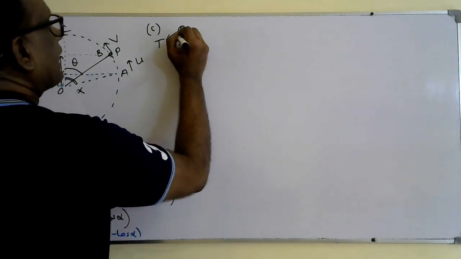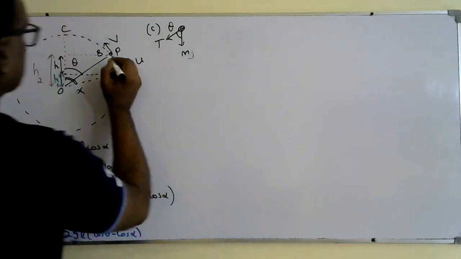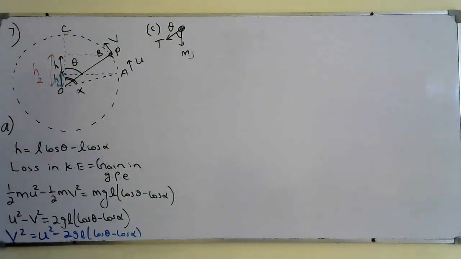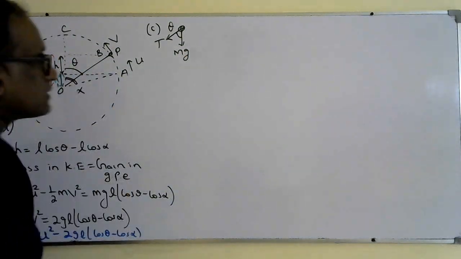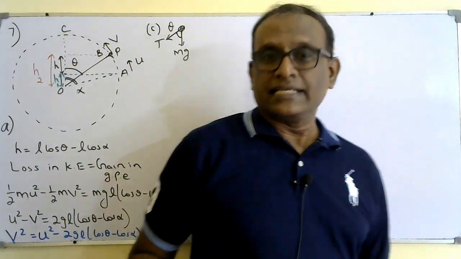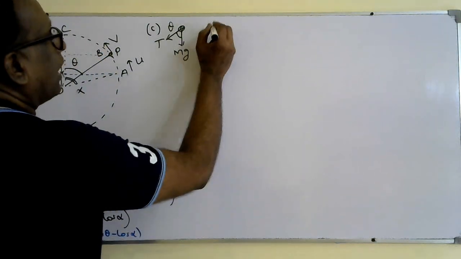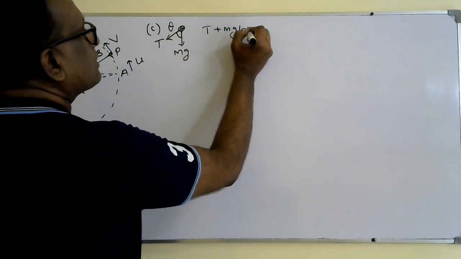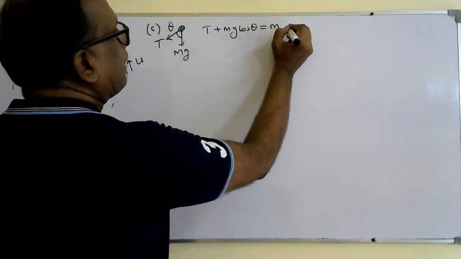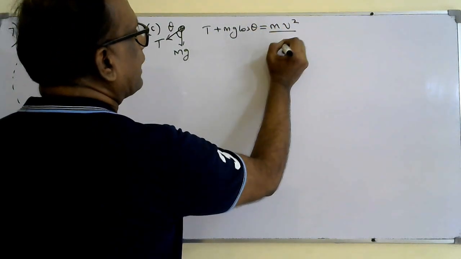This is simply this angle theta. So here at this position, generally we will take theta. The centripetal force means the resultant force towards the center of the circular path is the centripetal force. So that is T plus mg cos theta equal to mv squared over L.